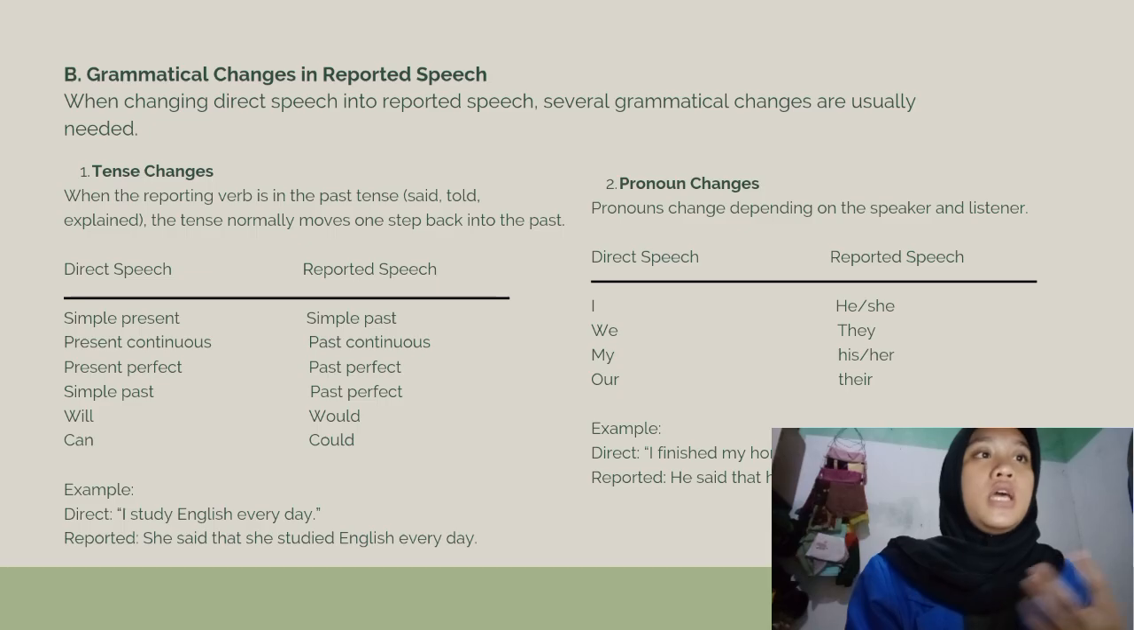When we change direct speech into reported speech, three main grammatical changes usually happen. First is tense change when the reporting verb is in the past tense, such as said, told, or explained. The tense moves one step back into the past. For example, simple present becomes simple past, present continuous becomes past continuous, and will becomes would.